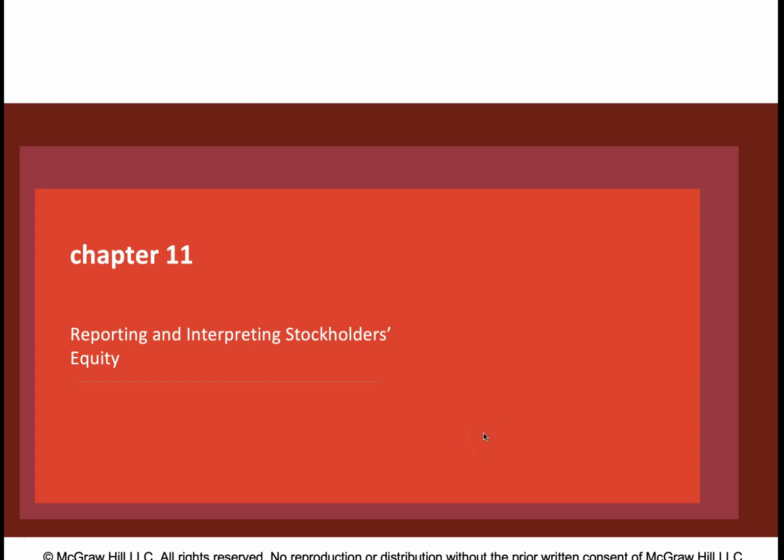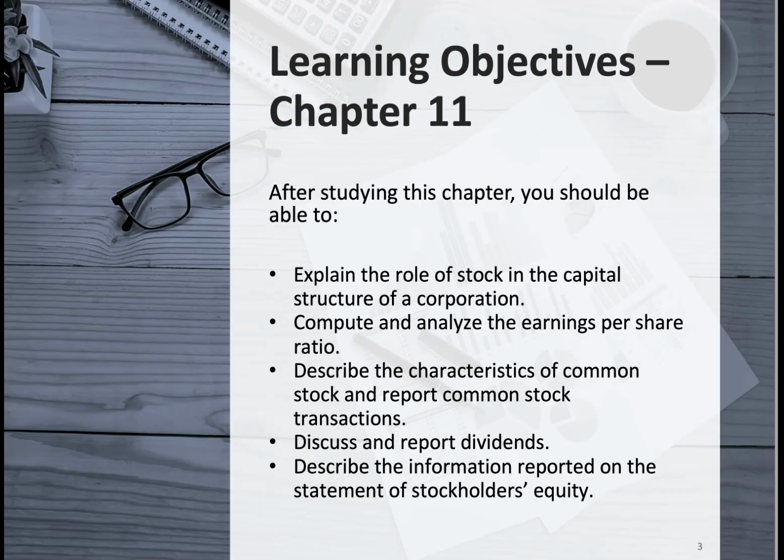Starting from this video, we are going to discuss reporting and interpreting stockholders' equity. The learning objective for this chapter is that you would be able to explain the role of stocks in the capital structure of a corporation, compute and analyze earnings per share, describe the characteristics of common stock, and report common stock transactions. We'll also talk a little bit about preferred stocks. You'll be able to discuss and report the dividends and describe the information reported on Statement of Stockholders' Equity.